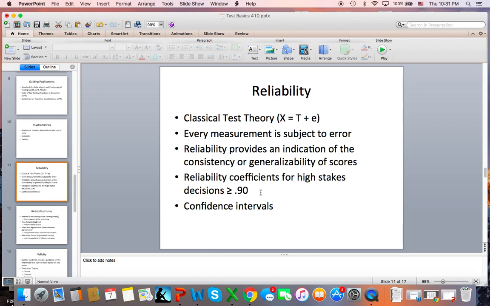For things like screeners, 0.7 to 0.8; 0.6 is necessary for research, and reliability coefficients below that mean you probably shouldn't be using the test at all. And another important consideration of reliability is confidence intervals. I'm sure you're all familiar in one way or another with confidence intervals. We just had an election in 2016, and confidence intervals are often used when reporting polling data.